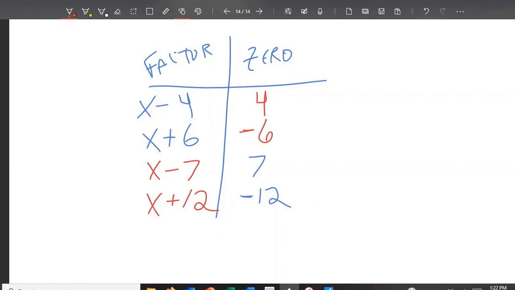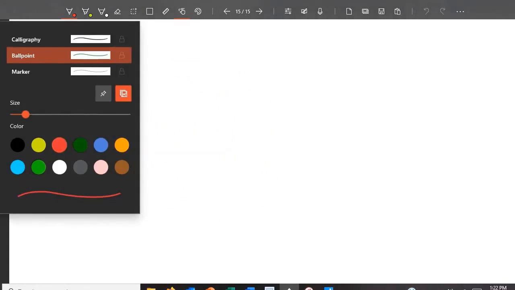Now, we just introduced the word zero. Zero means my remainder is zero. The following words all mean the same thing.